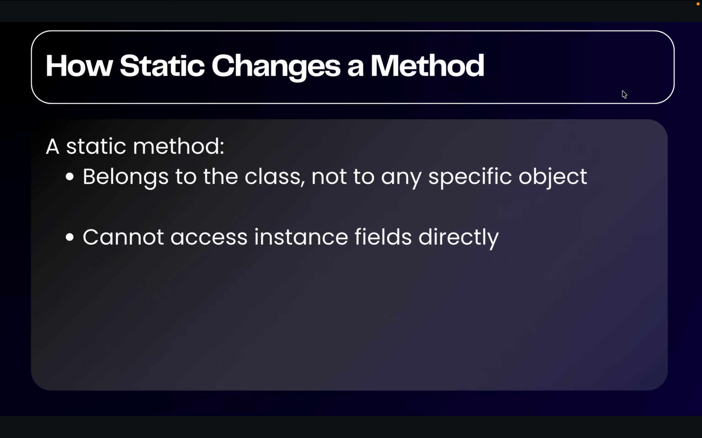So remember I said that we're not going to use static with our instance methods, and there is a reason for that. A static method belongs to the class, but not necessarily any specific object. So that means it cannot access instance fields directly. And that's why you are not going to use it there. So, yes, you can have a static method, but it's going to be hard to work with your instance fields if you use it that way.